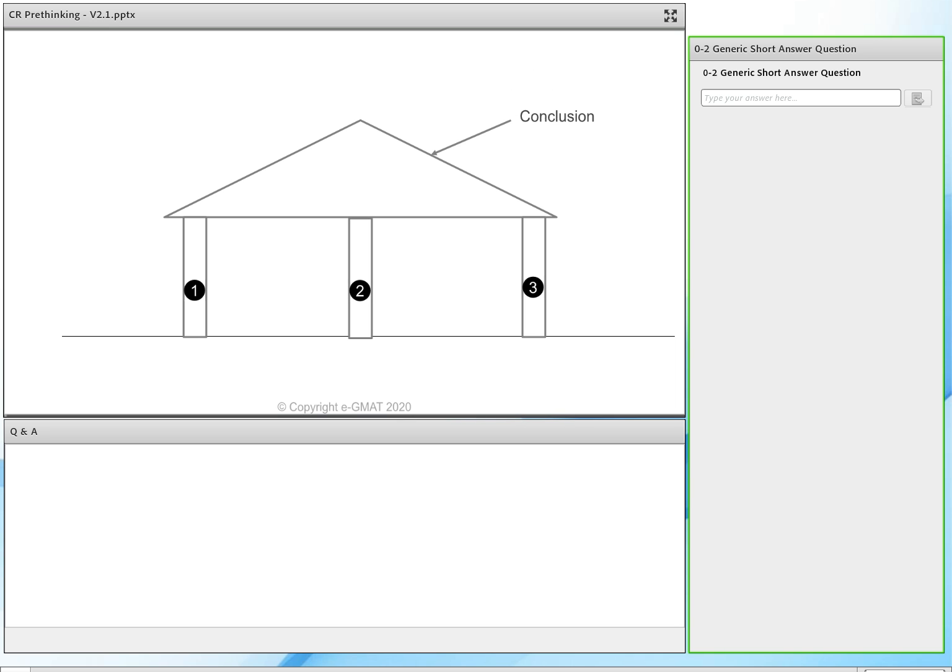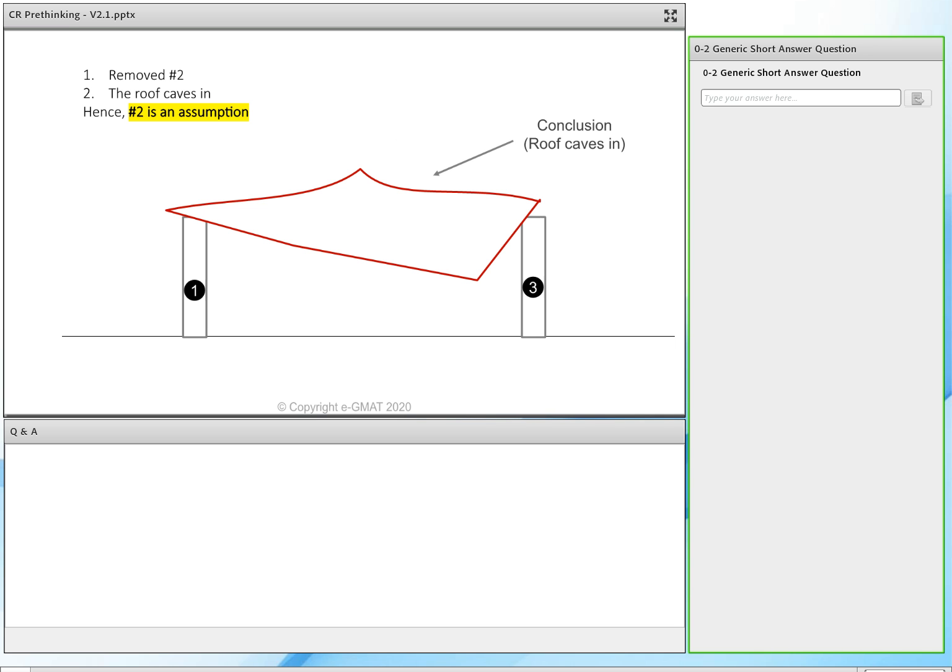Then let's bring all of these back. And if we remove pillar number 2, and despite pillars number 1 and 3 being there, the roof caves in, then that's what an assumption is. It's that essential pillar that is required for the conclusion to hold true. And that's that must be true notion that I want to make sure that you understand.